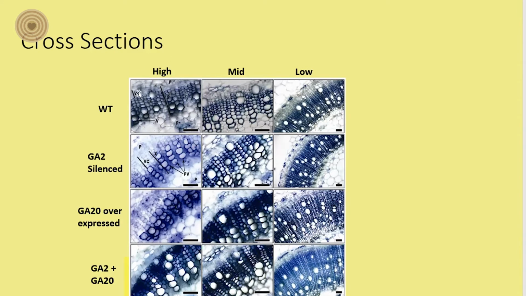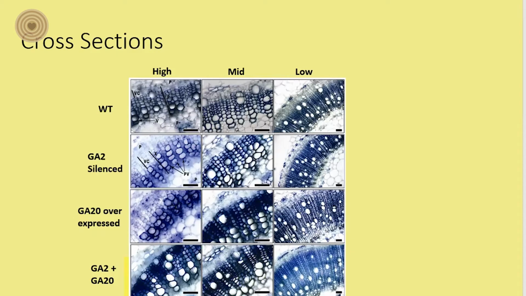If we go to the higher internodes, for example, when we increase the level of gibberellin in a young internode, we start to get fibers. But when we don't allow gibberellin to be deactivated, we get a stronger effect.